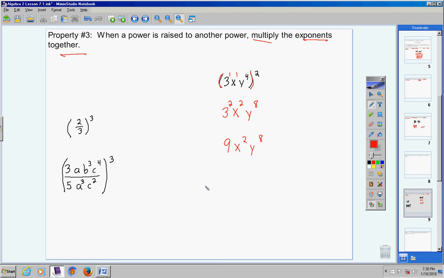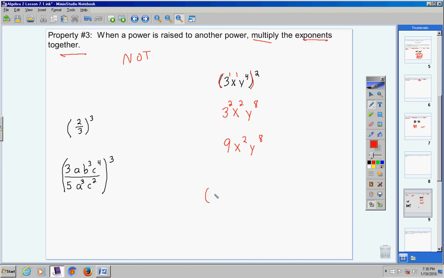Now, I want to be very clear. Listen, guys, if there would have been a positive sign here, I would have had two terms. One term here and one term here. Or, if there had been a plus sign here, I would have had one term here. Well, that's two terms. Or, I might have had three terms. This here and this here. A plus and a minus, that's three terms. This property does not work. It does not work unless you have one term being raised to a power.